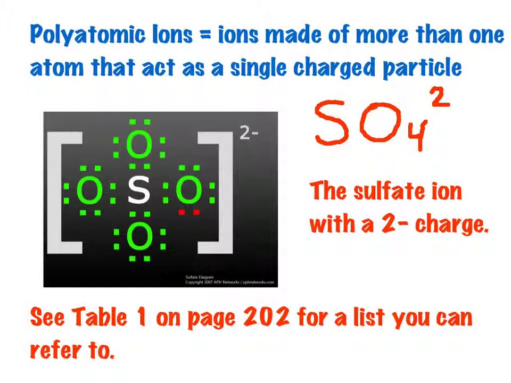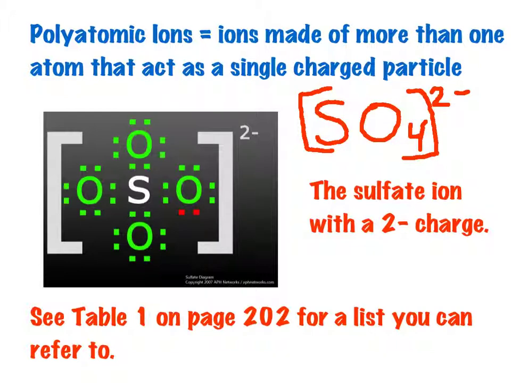SO4 is an ion, and we show that charge with a 2- up as a superscript. Often when you're showing an ion, you will put square brackets around the ion with the charge outside. That's not a big deal for grade 10, but I know in grade 11 you'll be expected to draw them that way. So this is the sulfate ion.